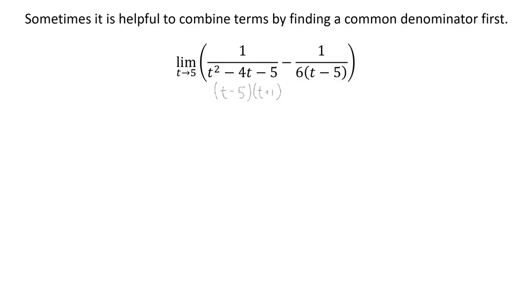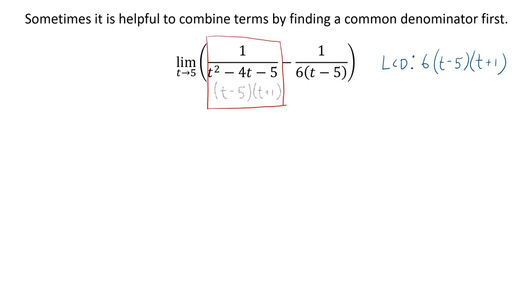So now from the factored forms of these denominators, let's find our least common denominator. We know that each factor in the factored forms of our denominators must be present in the least common denominator. That means that our least common denominator must contain a factor of 6, it must contain a factor of t minus 5, and it must contain a factor of t plus 1. So our least common denominator is 6 times t minus 5 times t plus 1.